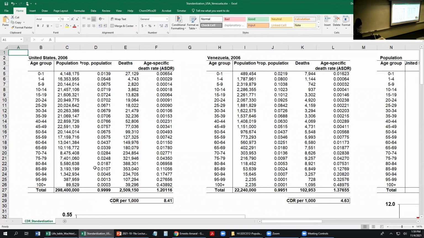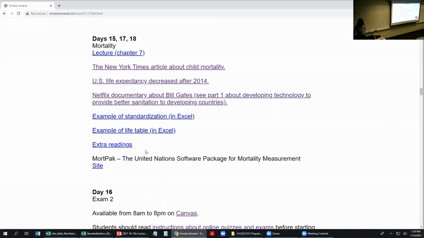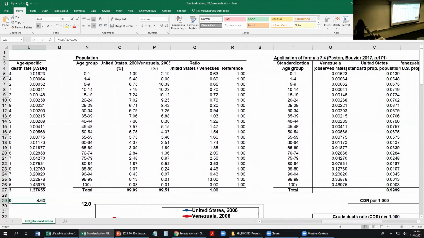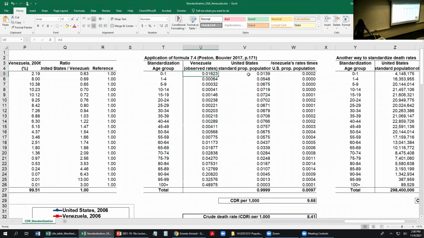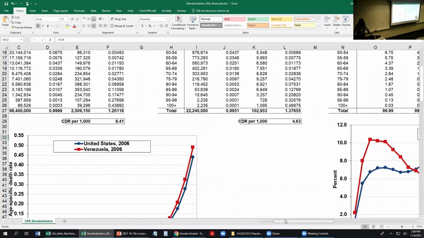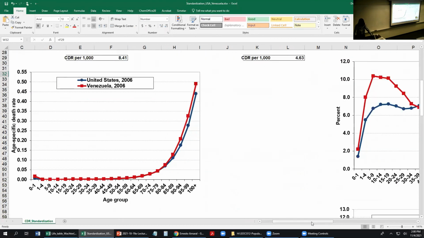And the standardization, the other spreadsheet that's available on our course website. Here I'm not going to go into detail, because we already showed you in these slides exactly the original crude death rate for the US, for Venezuela, and then I showed you exactly the exercise that we do, getting the observed rates for Venezuela using the population of the US as the standard, the proportional population, and then you get the standardized rate, the crude death rate for Venezuela using the US as the standard. Then you see that the Venezuela crude death rate is not smaller than the US, it's actually higher when you control for age structure.